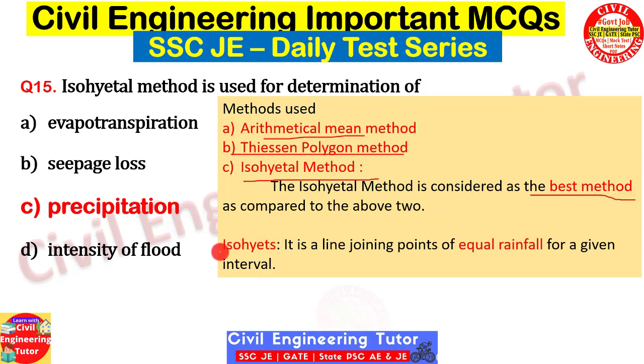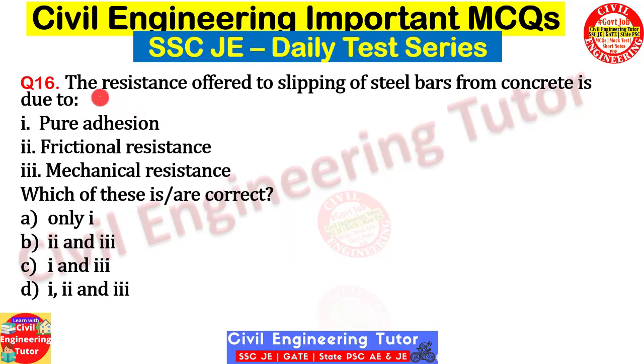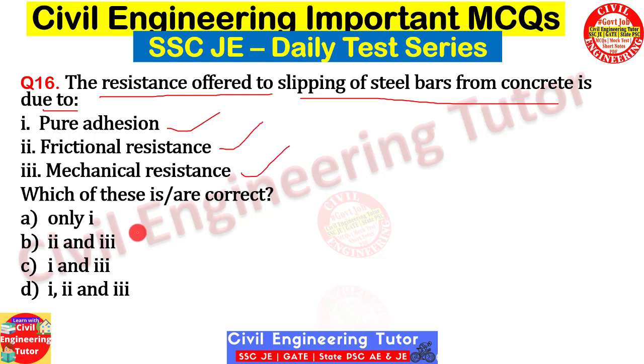Now you should remember this also, what are isohyets? Isohyets are lines joining points of equal rainfall. Next, the resistance offered to slipping of steel bars from concrete is due to three options: pure adhesion, frictional resistance, mechanical resistance. Now we have to find out which sequence is correct. Only one is correct, 2 and 3 are correct, 1 and 3 are correct, or all these are correct. So we need to find it.